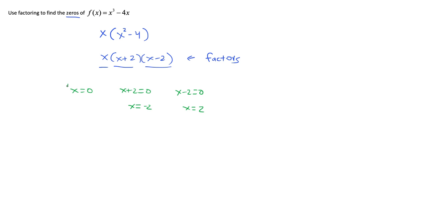Okay, so we have 3 zeros in this case, right? We got 0, negative 2, and positive 2. Make sure you know the difference between a zero and the factors.